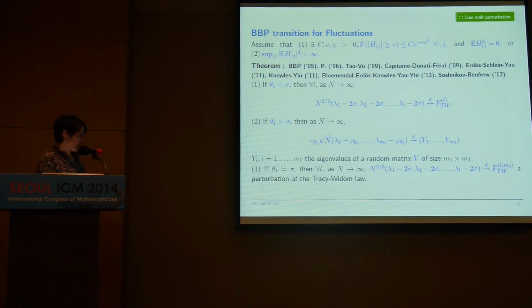And last, the transitional regime where theta 1 is equal to sigma, then again the largest eigenvalues converge to 2 sigma, fluctuate in the scale n^(-2/3), and simply the limiting distribution is not the Tracy-Widom one, but a modification of this distribution, depending on the multiplicity of theta 1, actually.